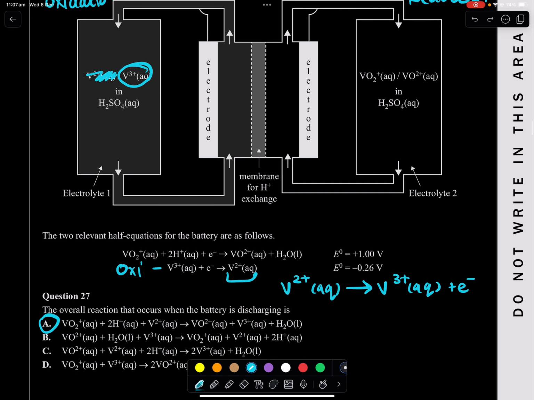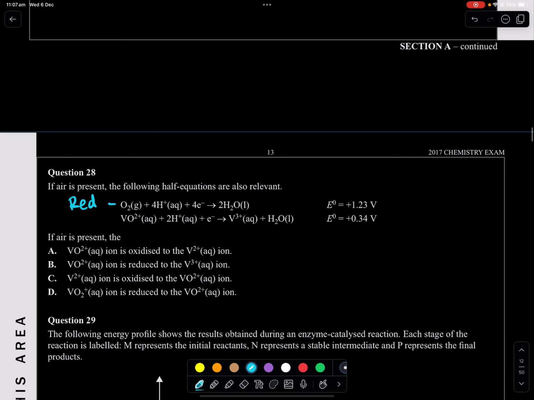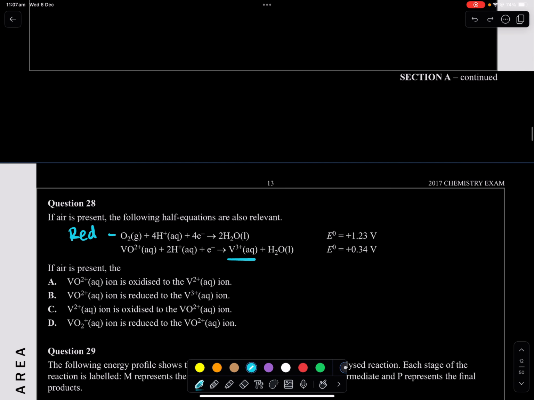Remember this was the lowest, so what's the next lowest? It's this one over here, V3+, and now it's going to go through oxidation. It's going to go to the left again. So V3+ is now creating VO2+. In other words, V3+ is what we call a stable intermediate, because it just cancels out pretty much.